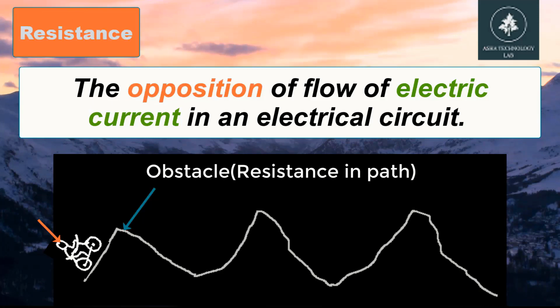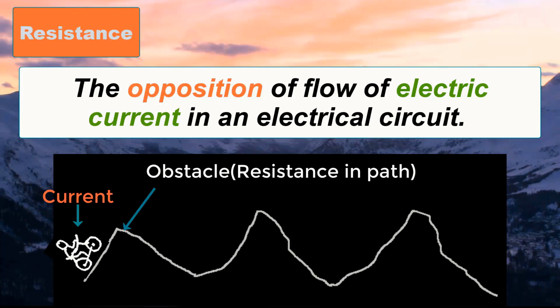Here we can see, we assume the peak of a mountain as resistance. A guy on a bike who is trying to climb, let's say, is the current. The higher the peak, the more difficult it is for the guy to reach the other side. Similarly, the higher the resistance, the more difficult it is for current to travel to the other side of the terminal.